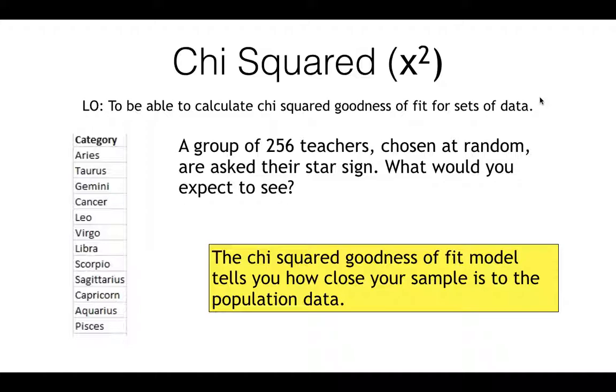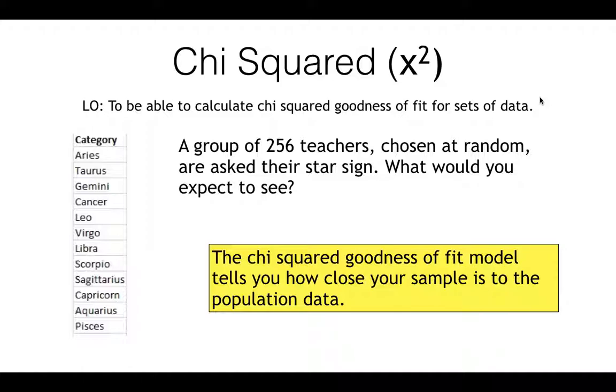Basically, you need to imagine that you've gone out and you've collected some sample data, kind of like what you did when you went out at the beginning of the term and you collected data from various students. Obviously, you were collecting just data from some of the students. You didn't collect data from everyone around the school, so you collected a sample. The chi-squared goodness of fit model tells you whether or not your sample is close to your population data.